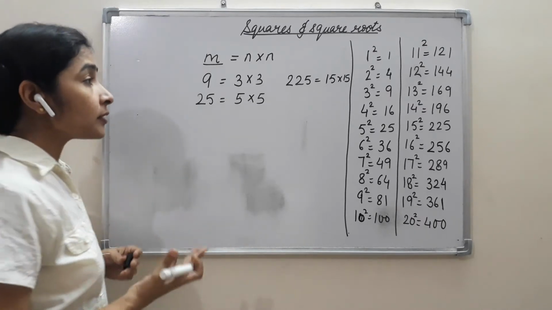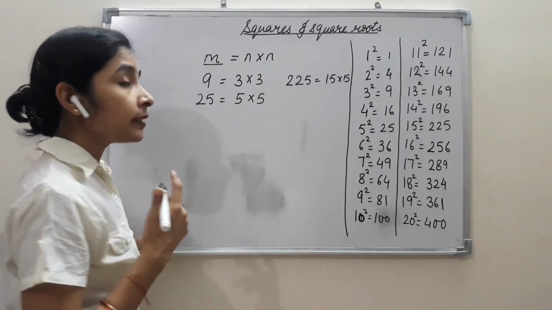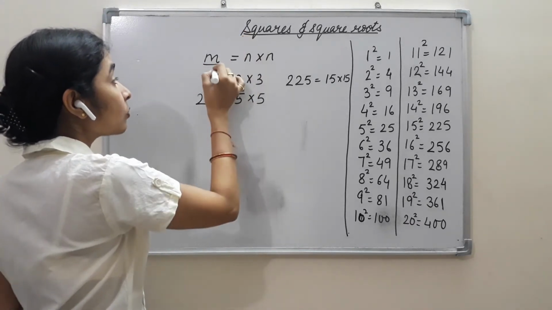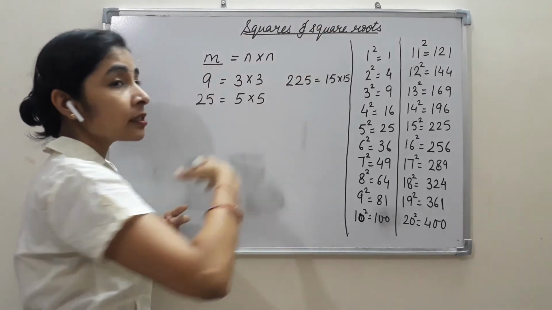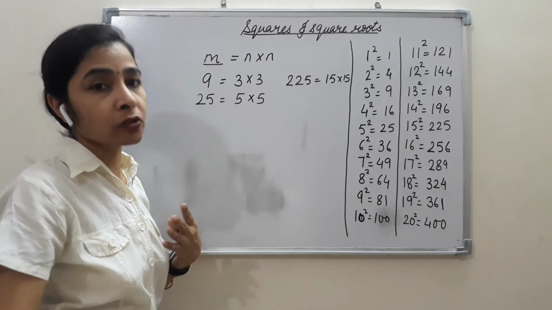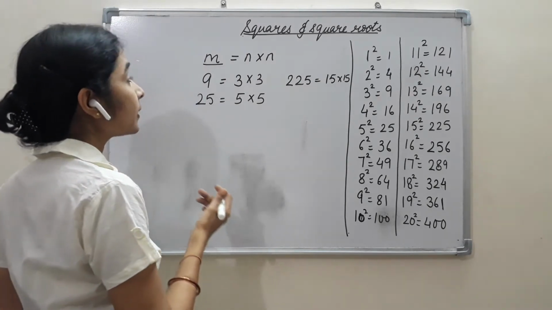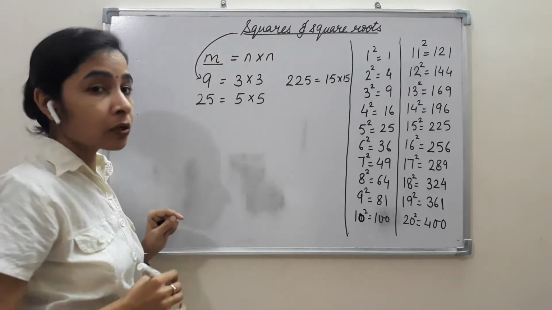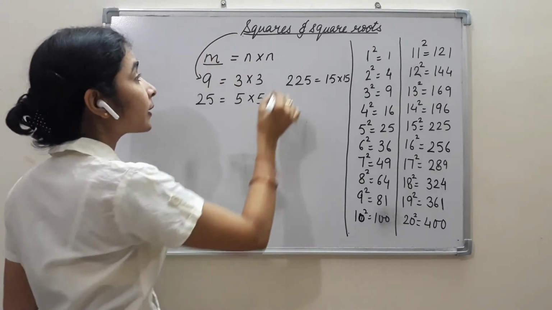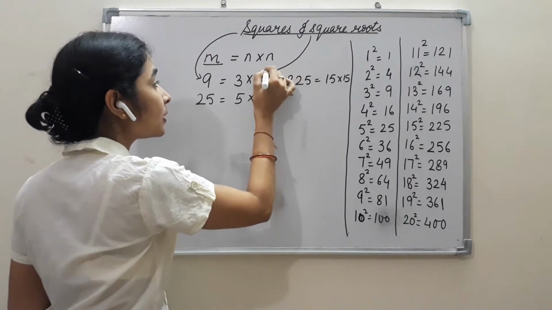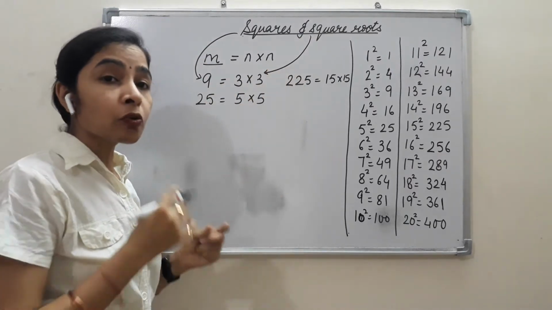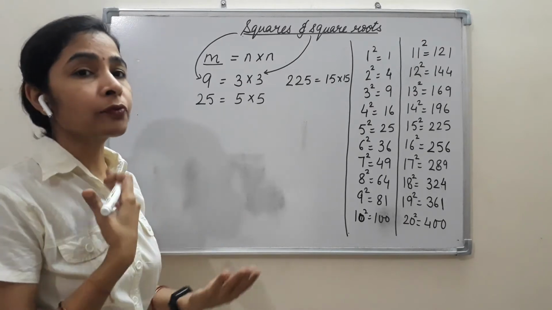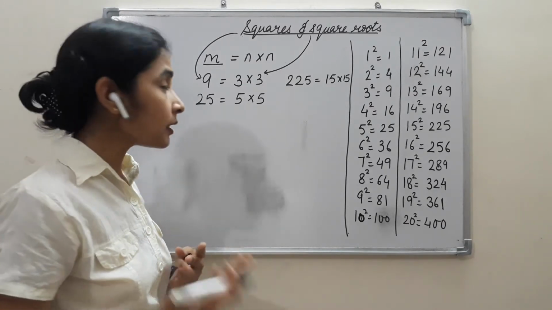Now, how do we generally write it? We write it in two ways. I told you about the squares. Square roots are just the reciprocal or inverse of it. So when I say that 9 is the square of 3, in the same way I can also say that 3 is the square root of 9. Both mean the same, but the way of expressing is different.